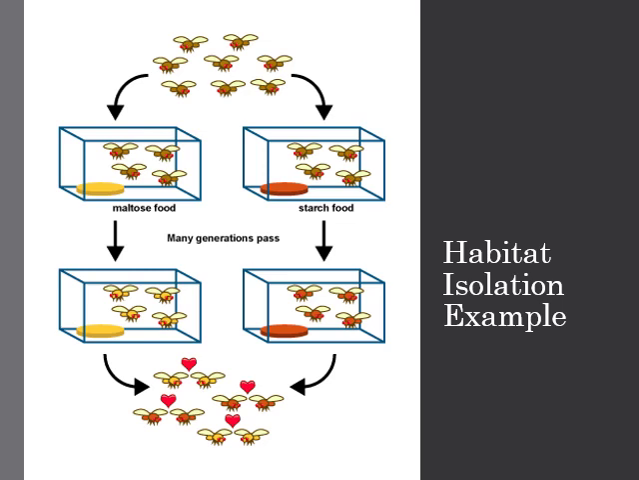And then they said, all right, we're going to put half of you guys, randomly selected, into this container with just maltose food, sugary food. And another half into this one with starch as their food. And they let them sit that way for about 14 generations. After the 14th generation, they put them back together, and they found that the ones that ate maltose food would only mate with the ones that ate maltose food. They were completely different species in 14 generations because you isolated their habitat.